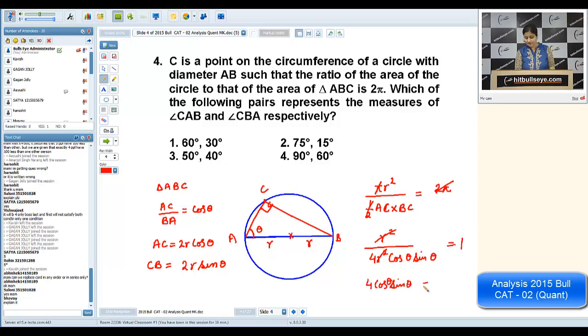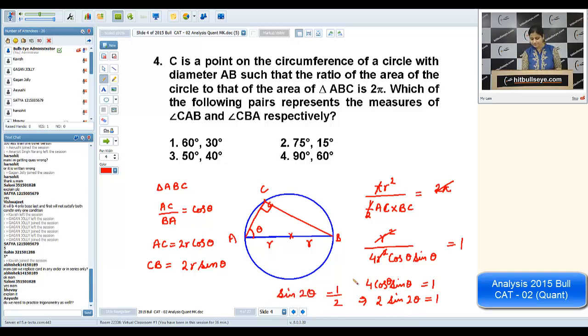Now you can go by value putting as well, or if you are comfortable in trigonometry formulas, you can write this as 2 sin 2 theta is equal to 1, which comes out to be sin 2 theta is equal to half. Sine is half. Yes, Ayushi, of course. We need basic trigonometry formulas. We need quadrant knowledge. We need cos theta, sin theta, cos 180 minus theta is equal to minus cos theta. Such things we need to know. So now you can manage this thing.